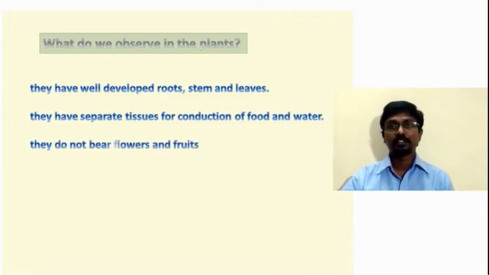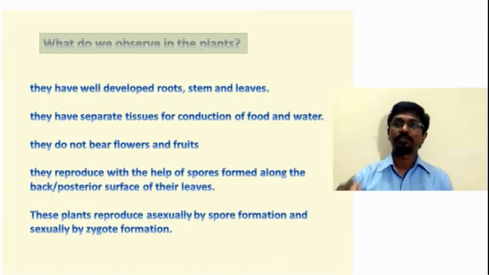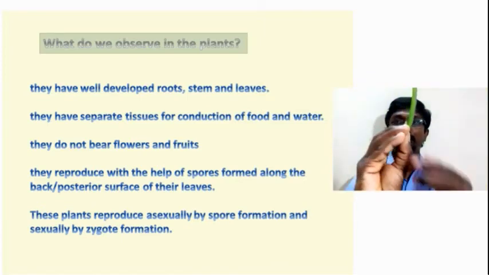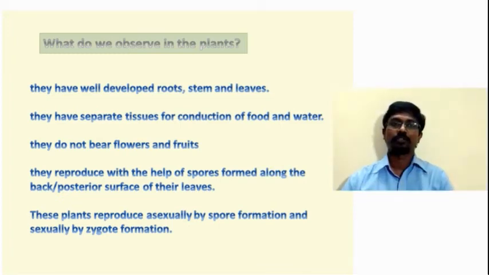But still, these pteridophytes are not fully evolved plants. They do not bear flowers and fruits, that we must remember. They reproduce with the help of spores formed along the back posterior surface of their leaves. That simply means the back of the leaves. I showed you this leaf, this is the front side, and on the back, if you see, you will see spores. Now this will be clear in the next image that is coming up.